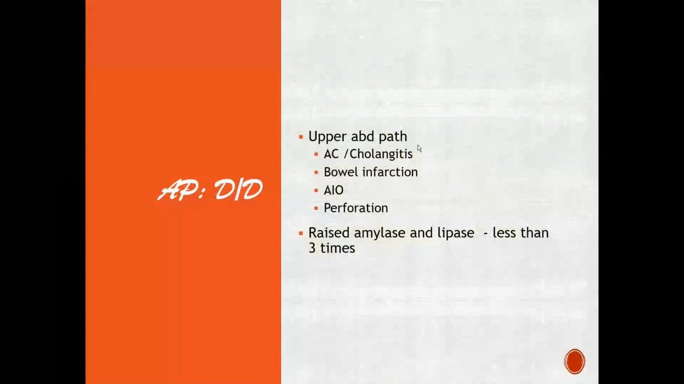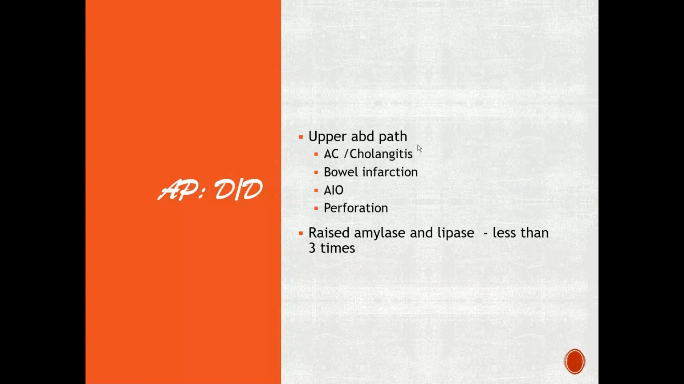So coming to the differential diagnosis of acute pancreatitis, you have upper abdominal pathology, any acute pathology, for example acute cholecystitis, you can have acute cholangitis, a bowel infarction, for example mesenteric vein thrombosis, you can have acute intestinal obstruction, perforation, and so on and so forth. A raised amylase and lipase level of less than 3 times is probably not acute pancreatitis, but I told you it is not confirmatory.